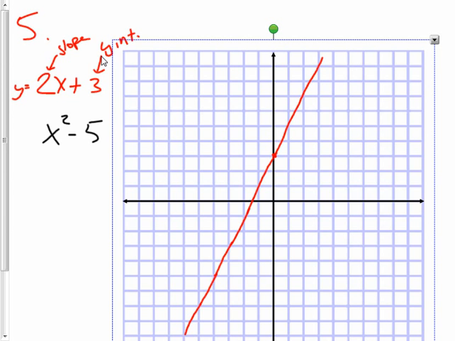The other one's just a parabola. It's been moved down 5. So I'm going to move down 5. 1, 2, 3, 4, 5. And then I'll make my normal parabola. Over 1, up 1. Over 1, up 1. Over 2, up 4. If you don't know how to do this part, you've got to go back to your parent ones and memorize it. Over 3, up 9. Over 2, up 4. 3, up 9. There we go. Okay.